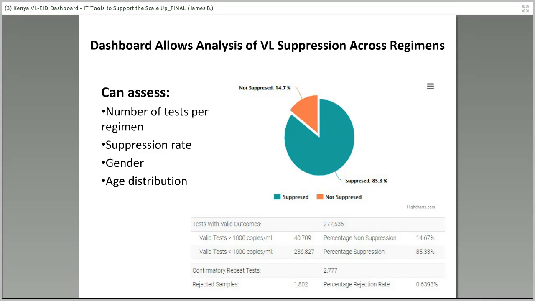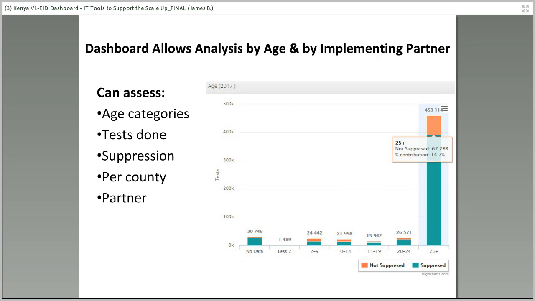This particular slide represents our analysis for regimens. We're able to pick a regimen and look at the number of tests done per regimen, the separation rates, the gender, and the age distribution in that regimen. The next slide allows us to look at an analysis by age and by implementing partner. We're able to pick different age categories and understand the number of tests done and the separation per age category, per county, and per partner.